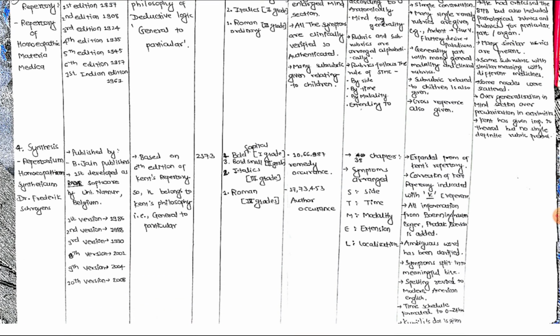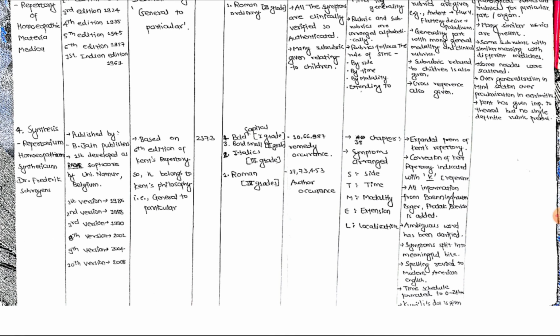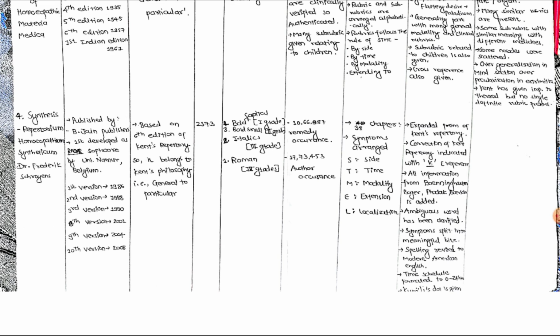Corrections of Kent's repertory are indicated with K, and repertorium references are given. All information from Boenninghausen's and Boger Boenninghausen's repertory is also added. Ambiguous words have been clarified. Symptoms are split into meaningful bites. Spelling is revised to modern American English, and the time schedule is formatted from 0 to 24 hours.